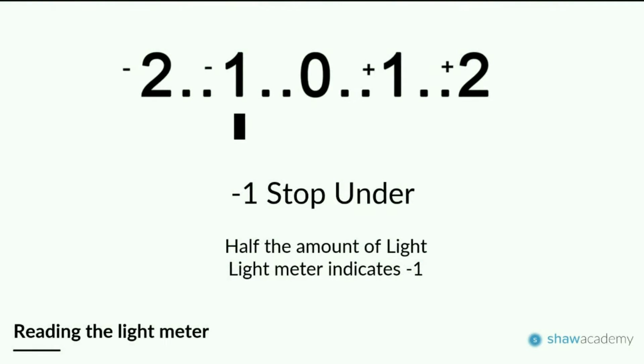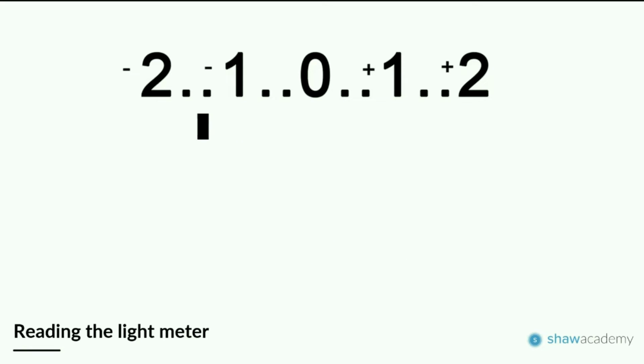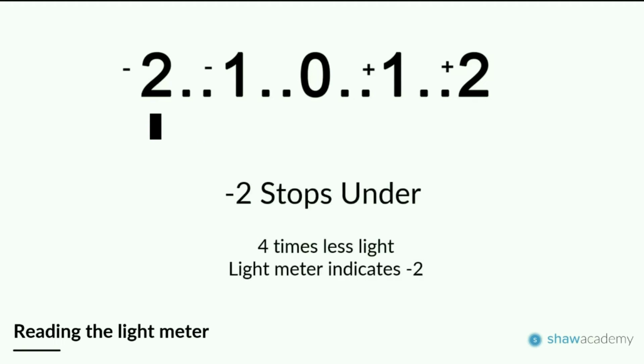So here we've got minus a stop under, and remember that means half the amount of light is now getting into the scene. So we've reduced the amount of light in the scene by half when it's 1 stop underexposed. And the light meter indicates -1 in this case. If I saw that it was reading a -2, it's 4 times less light. That means our image will be getting very dark, and the light meter indicates -2 in this case.